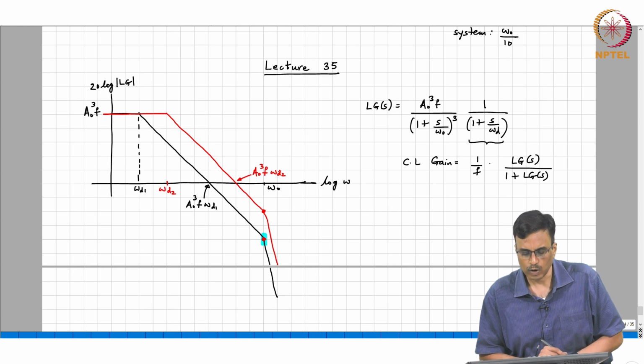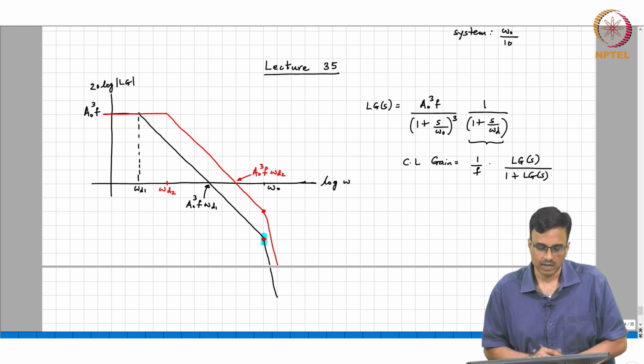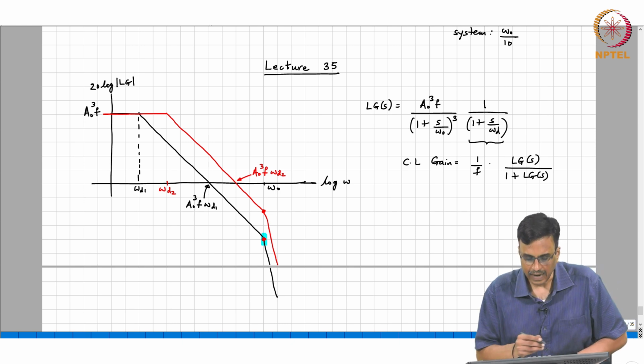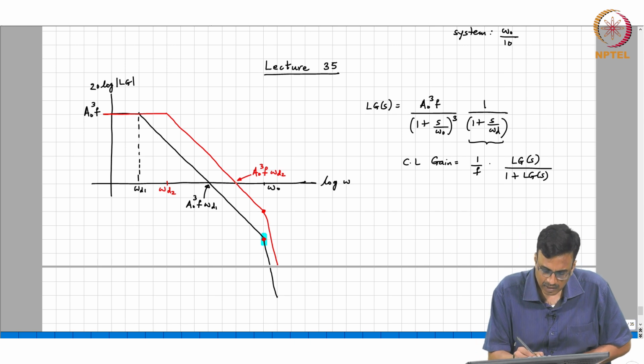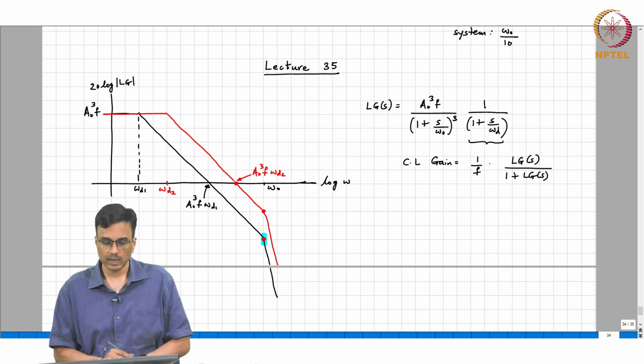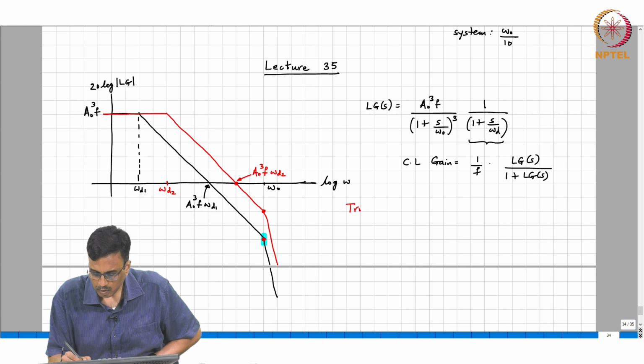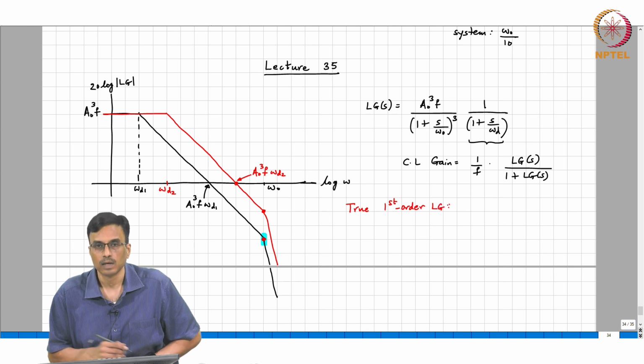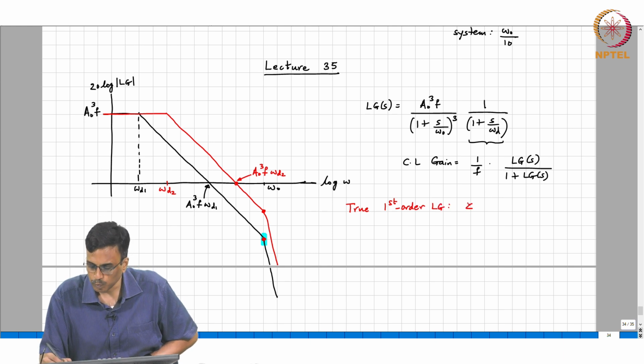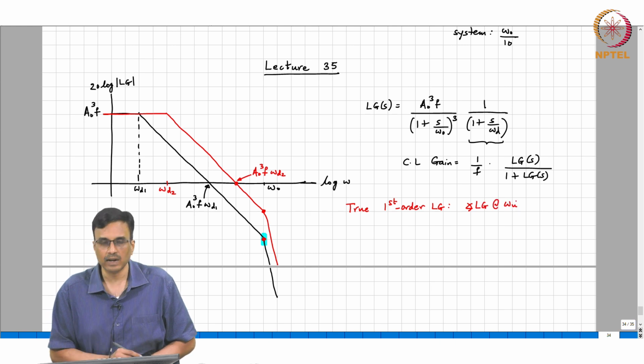So the question is, how do we quantify the resemblance to a true first order system? And that, as we discussed in the previous class, is by measuring the phase of the loop gain. So for a true first order loop gain function, what is the angle of the loop gain at the unity gain frequency? Let omega u denote the unity gain frequency.